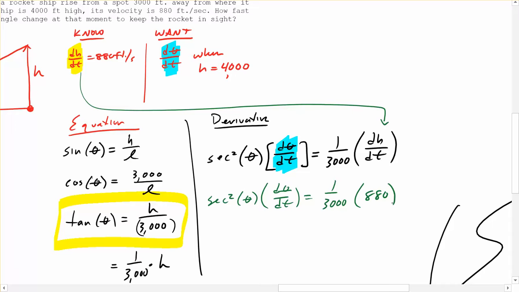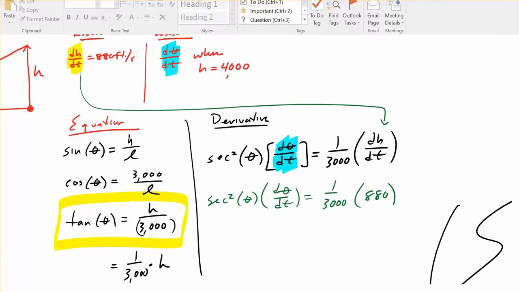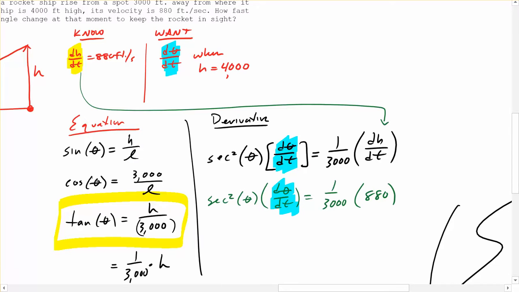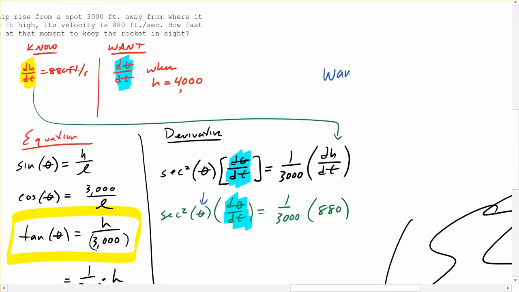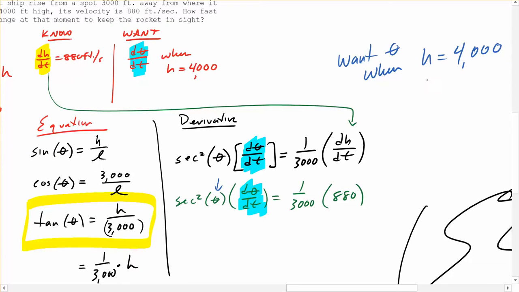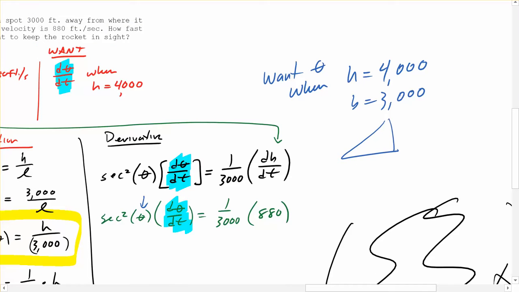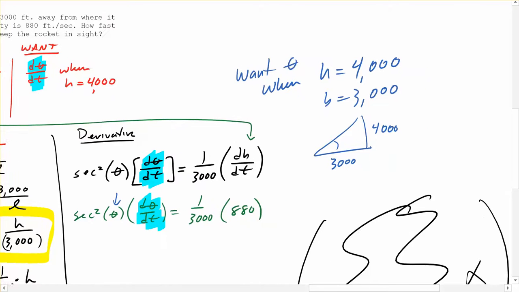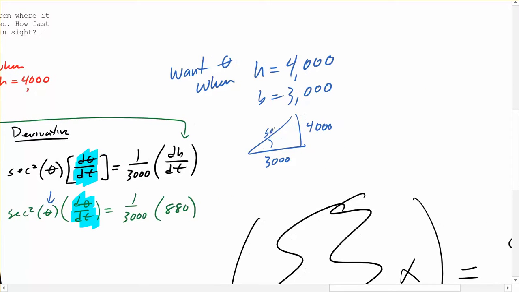880. What's the last thing we need? We want the d theta/dt, so that can stay there, but we need theta. We want theta when h equals 4,000. And what always stays the same? The base, right? What is that? 3,000. So what's the triangle then? It's going to be 3,000, 4,000. The hypotenuse is 5,000, but we don't need it.